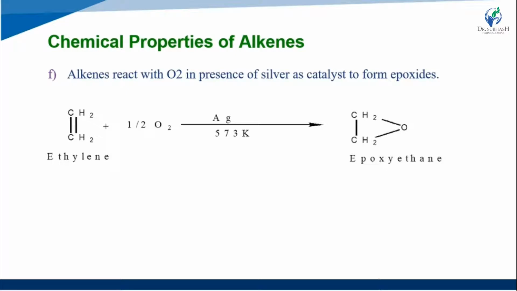Then further preparation: alkenes react with O2 in the presence of silver as a catalyst to form the epoxide. So ethylene plus half a molecule of oxygen, in the presence of silver at a higher temperature, that is 573 Kelvin, makes epoxyethane. So this is the alkene reacting with the O2.